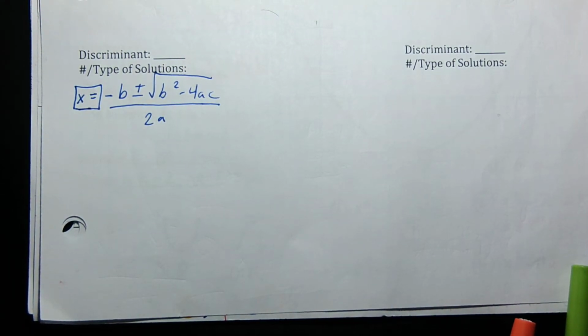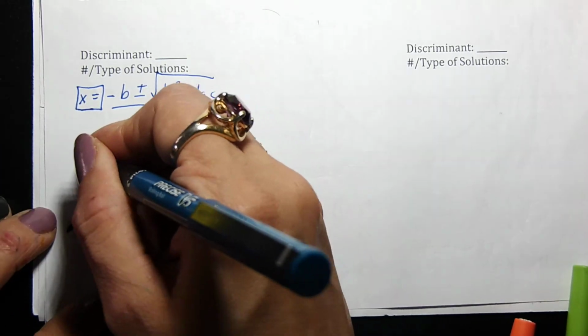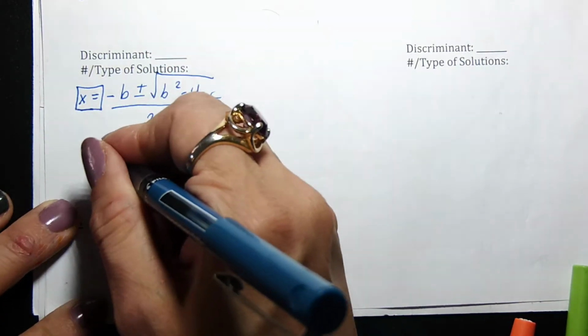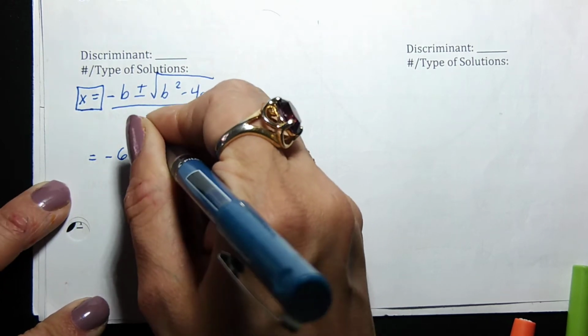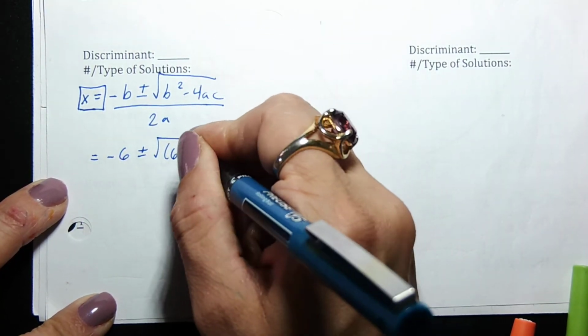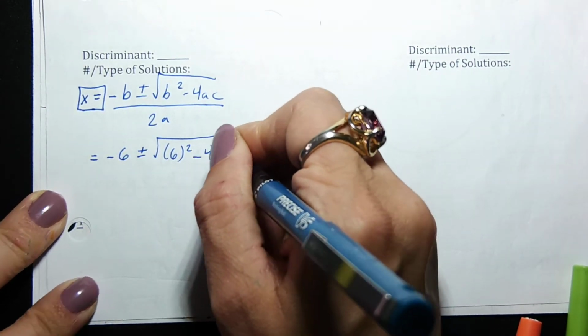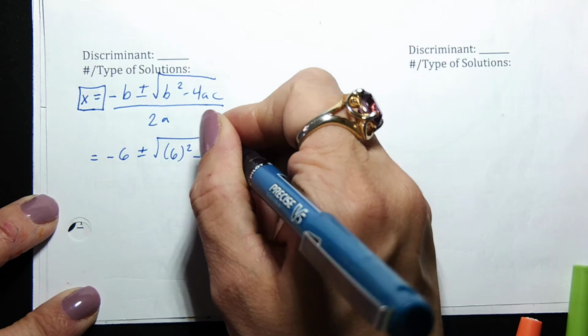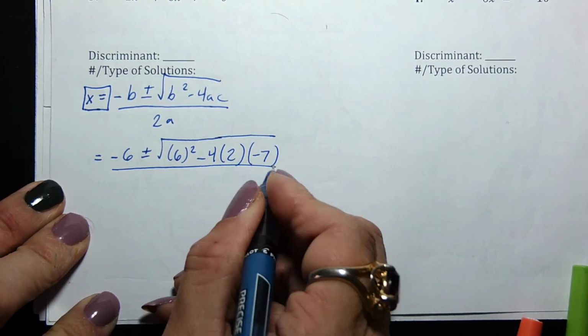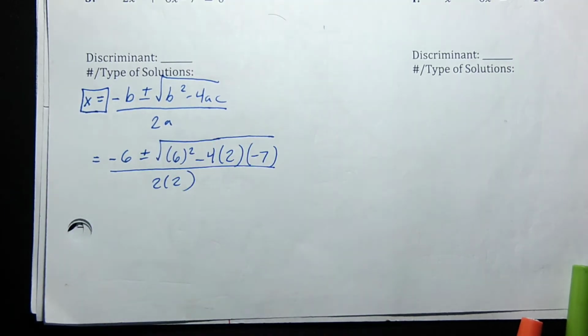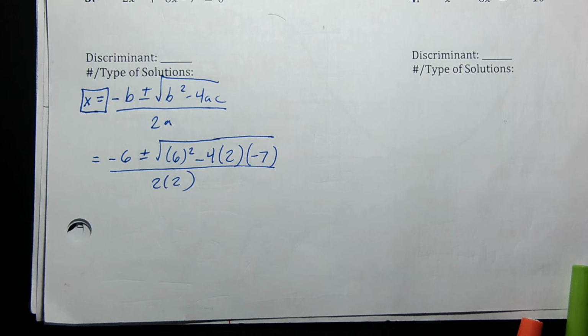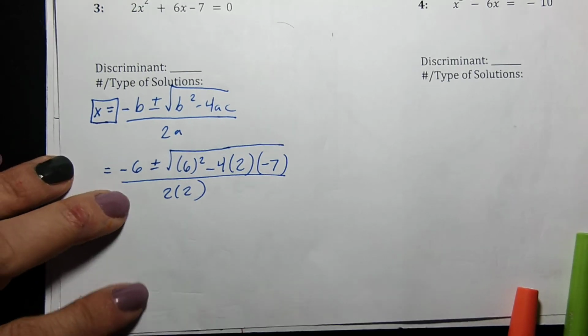Now, checking number 3, is that in standard form? Yep, it's good to go there. So now we can start plugging in our values. Quadratic formula is negative b, negative 6, plus or minus the square root, b squared, 6 squared, minus 4, a value of 2, c value of negative 7, all over 2 times 2. Find the discriminant. Simplify that stuff under the square root. It is not very friendly this time.